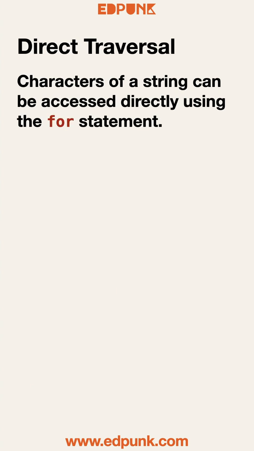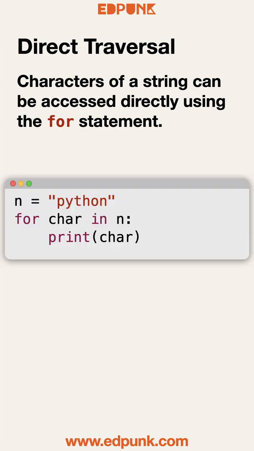In direct traversal, each character of a string is accessed directly and sequentially using the for statement. For example, let us assign the string Python to a variable n. Now, using the for statement for char in n, we can directly traverse the string stored by n one character at a time. For each character, we will execute an instruction. In this case, we will print the character.